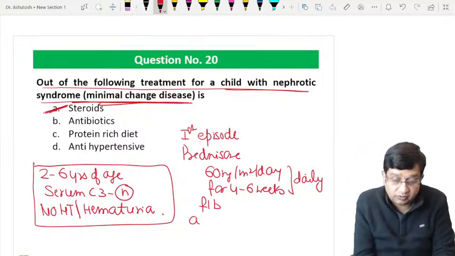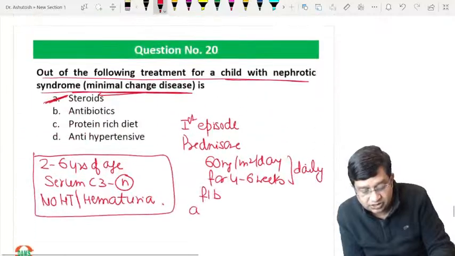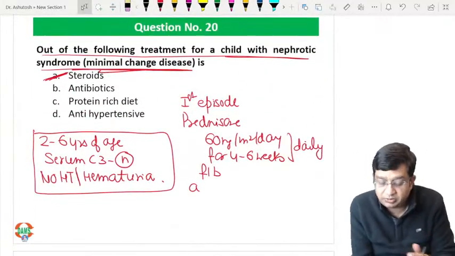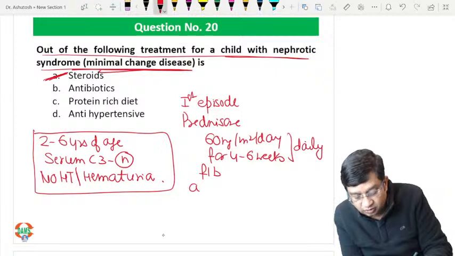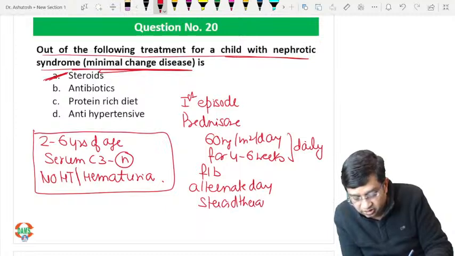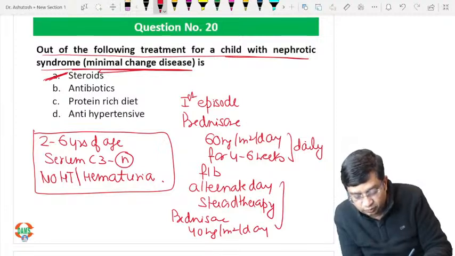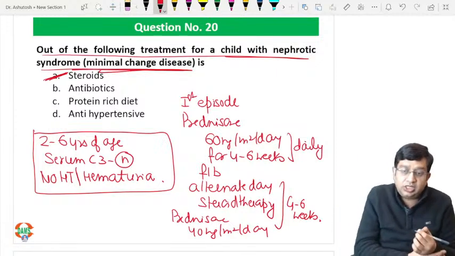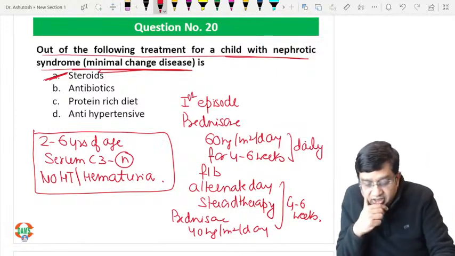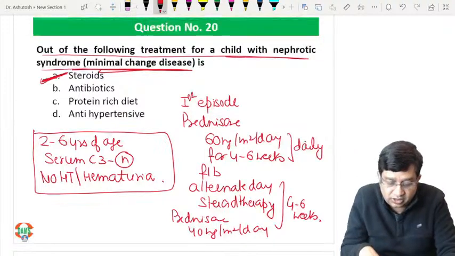Okay, children, that's a very good percentage, because I always teach you minimal change disease and the treatment. And this is followed by alternate day steroid therapy. Alternate day steroid therapy, that is, we are giving prednisone now 40 milligram per meter square per day for 4 to 6 weeks. So if the initial treatment was asked, that was a straightforward answer. That is the steroids.